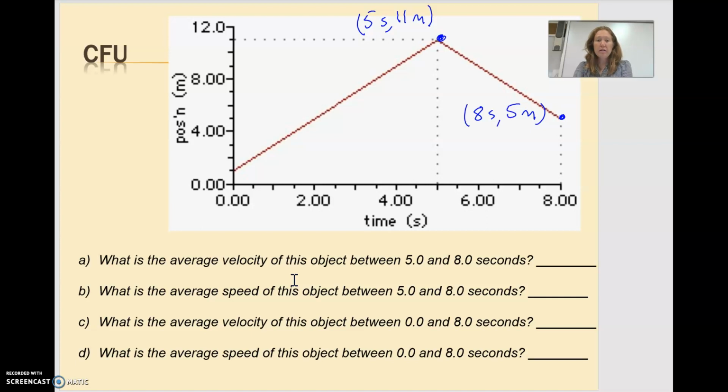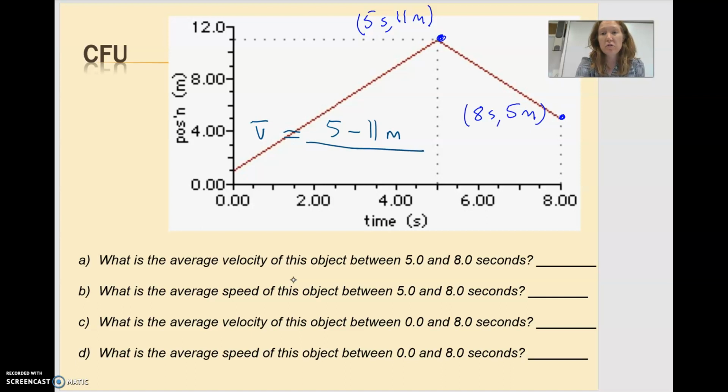So we can get the average velocity of that object between 8 and 5. All we would do is get the slope. So we would do rise over run. We'd go 5 minus 11. Okay, and I'm getting average velocity here.